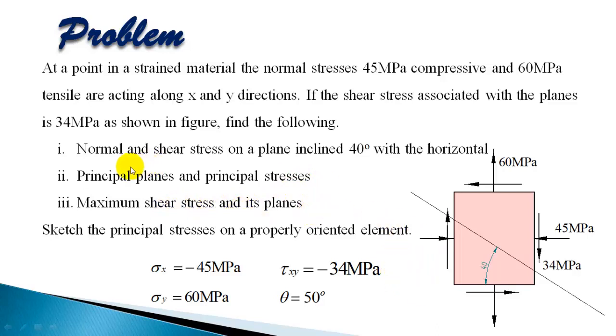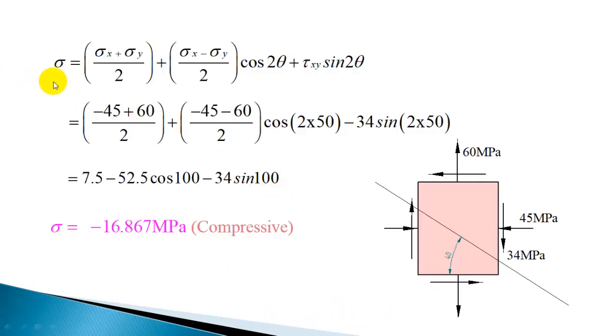So let us find out the normal and shear stress on a plane inclined 40 degree from the horizontal. That is, for theta is equal to 50 degree. Now to find out the sigma, you can use this equation, sigma x plus sigma y by 2 plus sigma x minus sigma y by 2 cos 2 theta plus tau xy sin 2 theta. Now substituting theta is 50 degree and the stress values, you will get the normal stress on that plane.